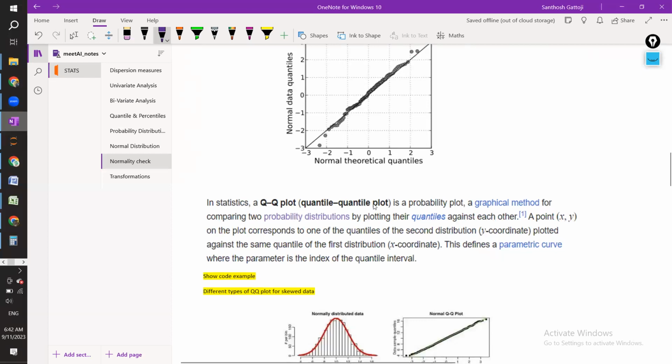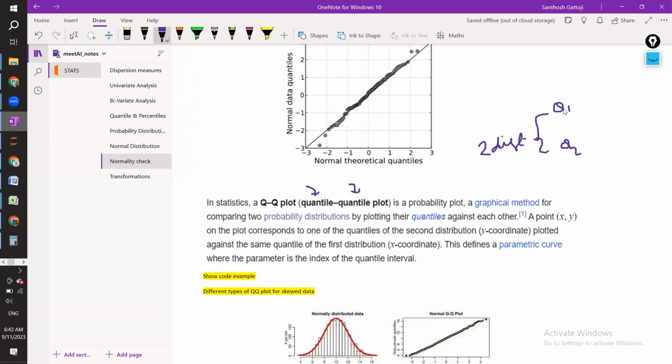That means quantile-quantile. Why it is called quantile-quantile is because this graph is made up from the quantiles plotted against each other. You'll have two graphs, so if you take two distributions, you need to find out the quantiles of, let's say, the first distribution and the quantiles of the other distribution.